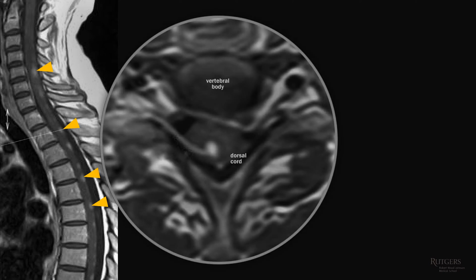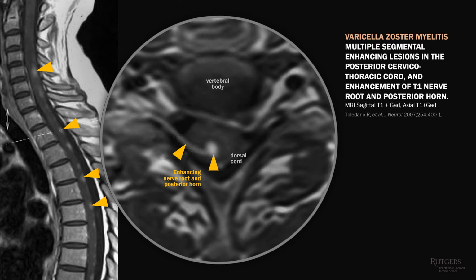Take a look at this example. On the sagittal T1 image of the cervical and thoracic spine with contrast, you see multiple posterior segmental enhancing lesions. The axial T1 with contrast shows enhancement of the nerve root and posterior horn. What infection loves to lie dormant in the dorsal root ganglion and reactivates along the nerve roots? Have you figured it out? Yeah, this is varicella zoster virus.